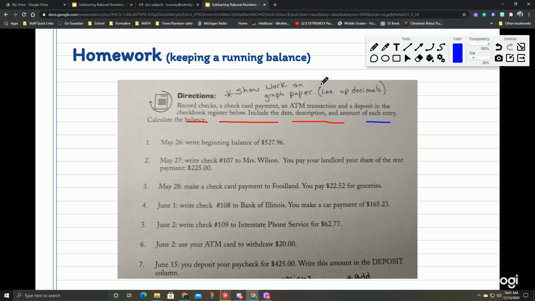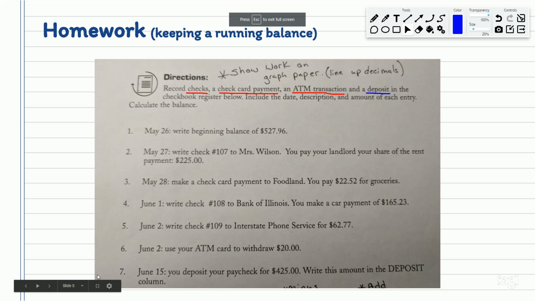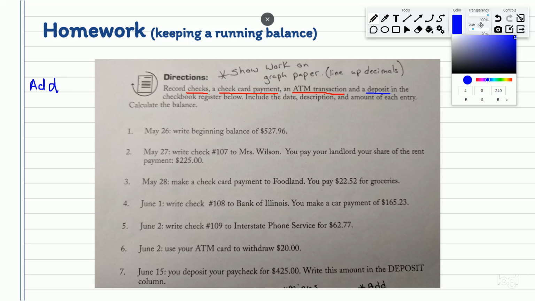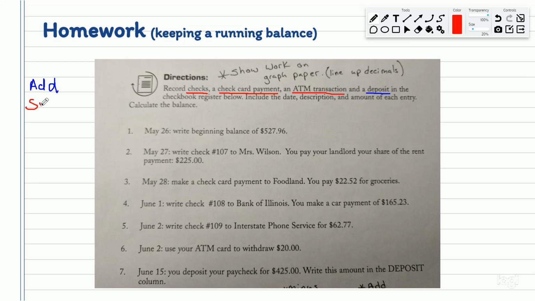So anything that's in blue is going to be adding. And anything that I have in red is going to be subtracting.